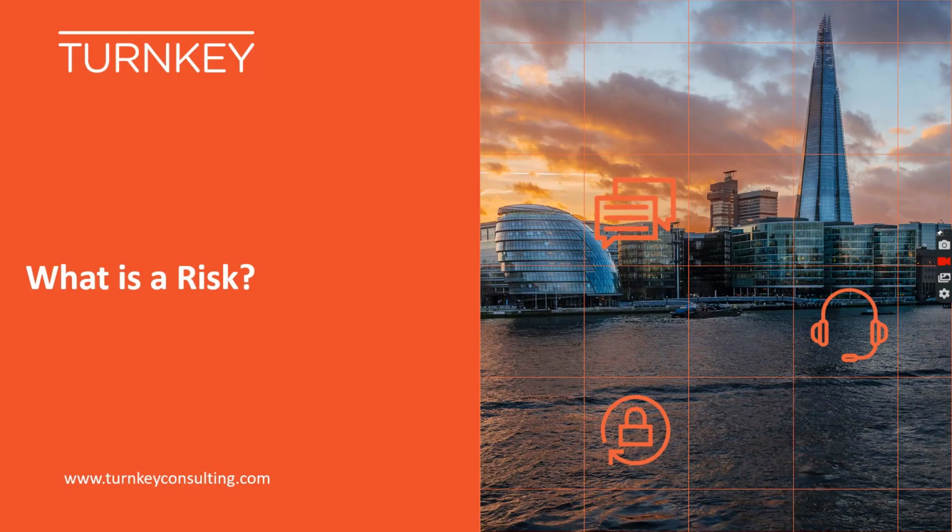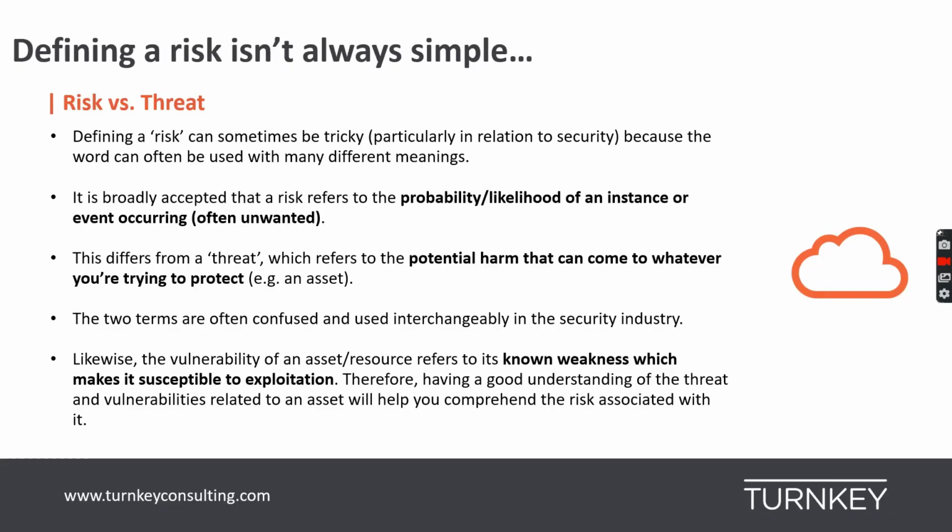So, before we aim to understand business risk management, we need to first get to grips with what we mean by a risk, and this isn't always as straightforward as you might think. The word risk can be used in many different contexts and therefore with many different meanings. However, when we're talking about risk in business risk management, it generally refers to the probability or likelihood of an event occurring, which is usually unwanted or negative. Now, this differs from a threat, which refers to the potential harm, i.e. what could actually happen to whatever you're trying to protect, i.e. the asset. You'll find that these two terms are often confused and used interchangeably in the security industry, and so I'd just like to distinguish them early on.